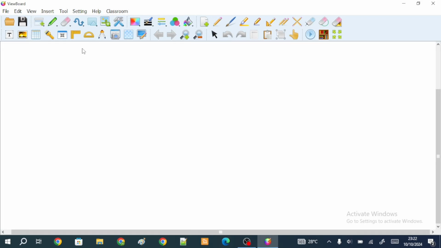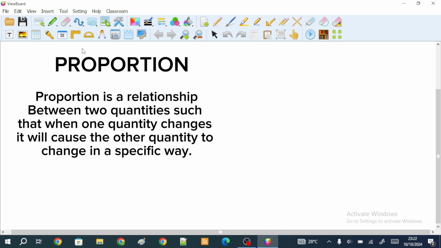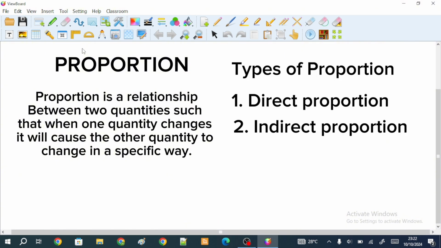In today's class, we're going to be looking at proportion. Proportion is a relationship between two quantities such that when one quantity changes, the other changes in a specific way. There are two types of proportion for your level. We have the direct proportion and the indirect proportion.